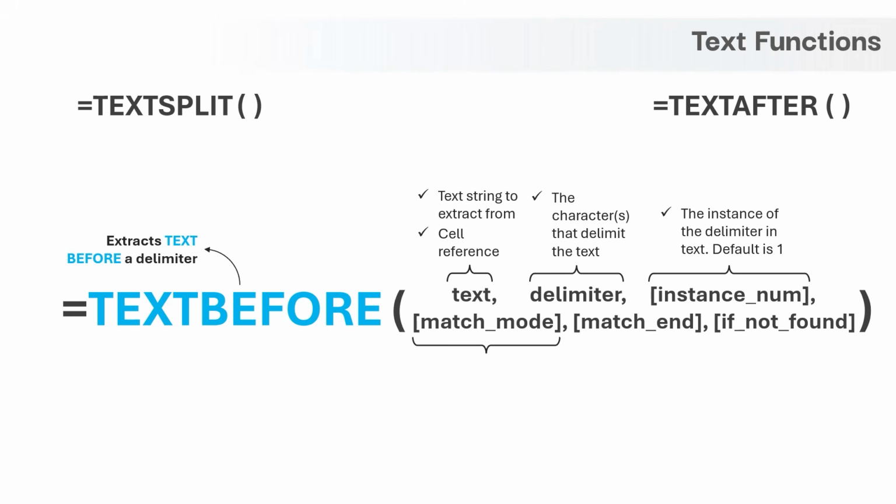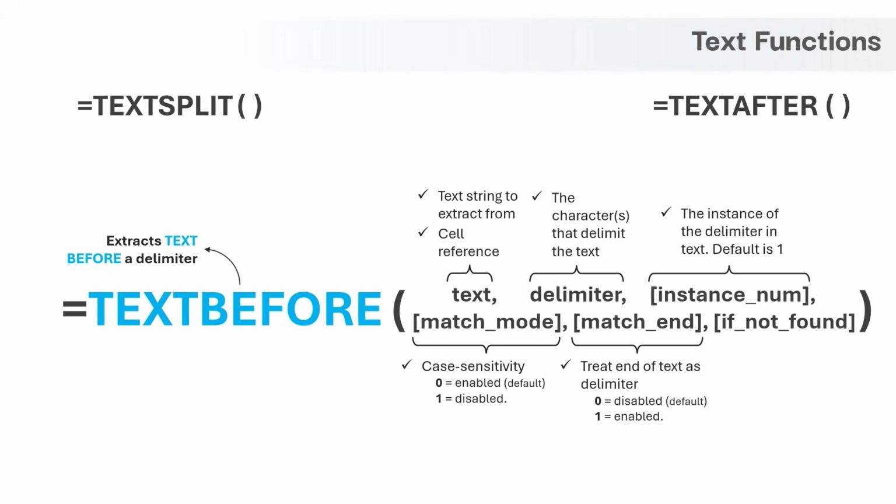Match mode, similar to the previous function, determines case sensitivity while looking for a delimiter. Match end treats the end of the text as a delimiter. By default, its value is 0, which means it is disabled. Changing this value to 1 will enable this function to treat the end of the text as a delimiter. The last argument, if not found, is the value to return when no match is found. By default, it returns a not available error.